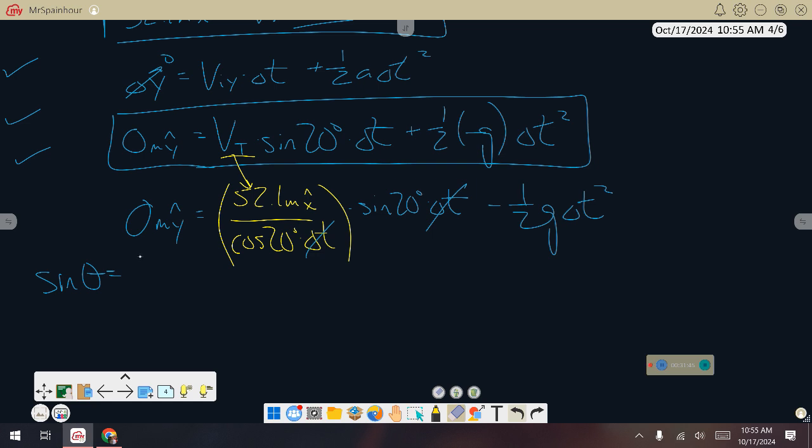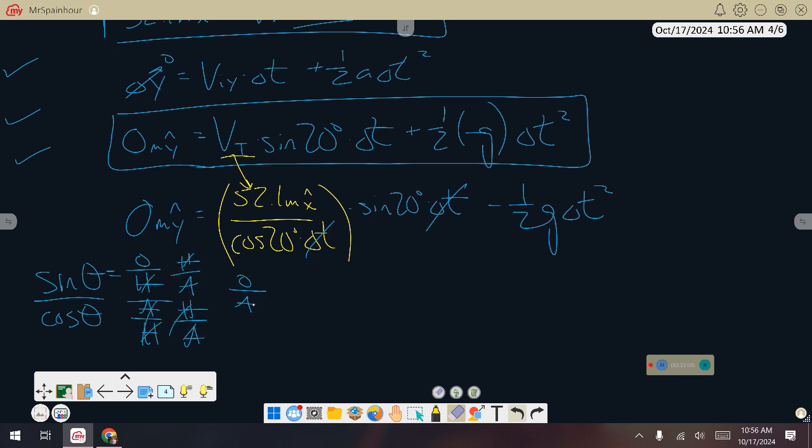Opposite over hypotenuse. And what is the cosine of an angle? Adjacent over hypotenuse. So you'll notice if I take sine on top and divide by cosine, that would be opposite over hypotenuse over adjacent over hypotenuse. And if I simplify that complex fraction, you get tan. You will 100% end up with tangent.